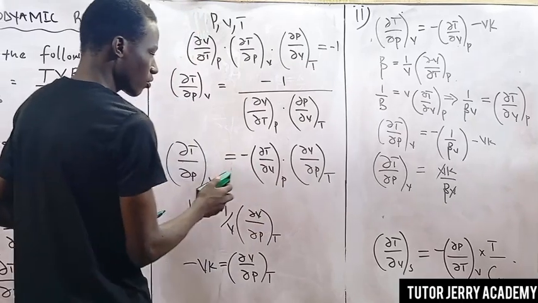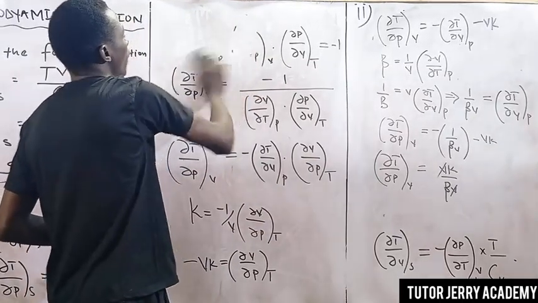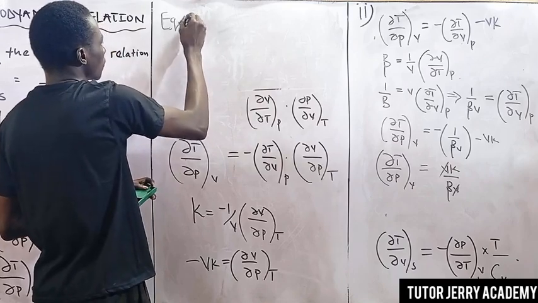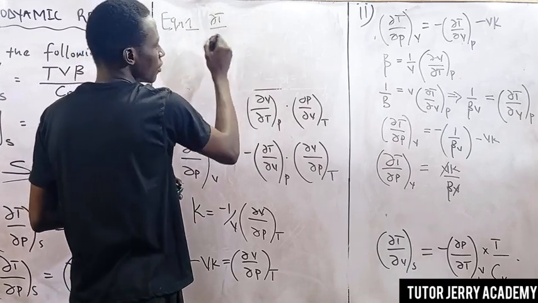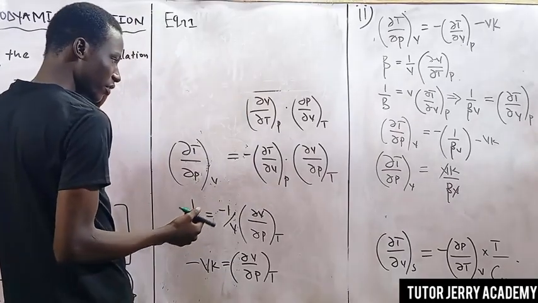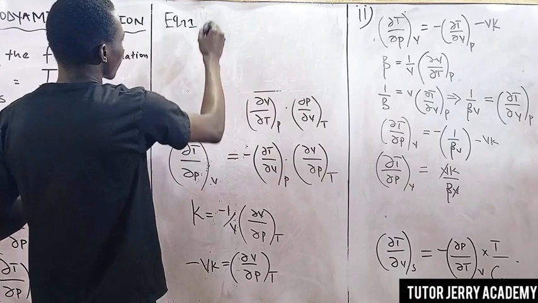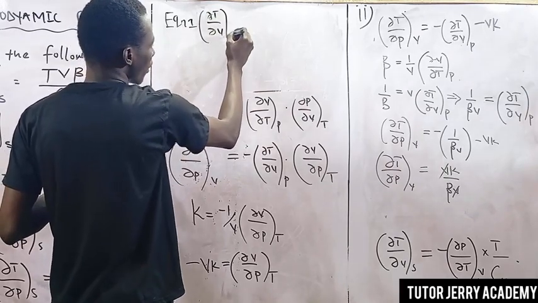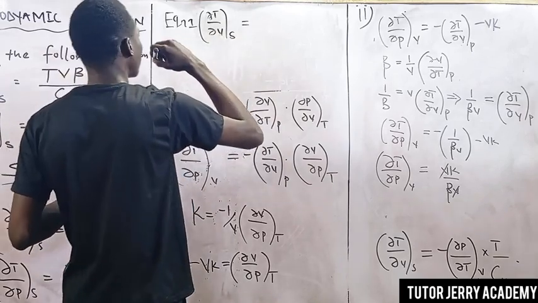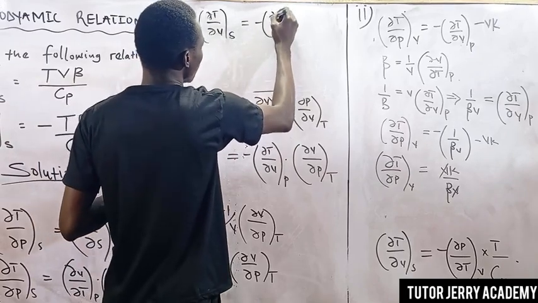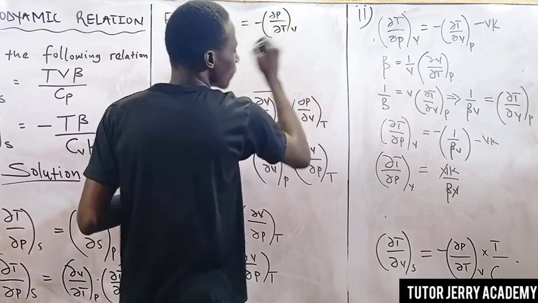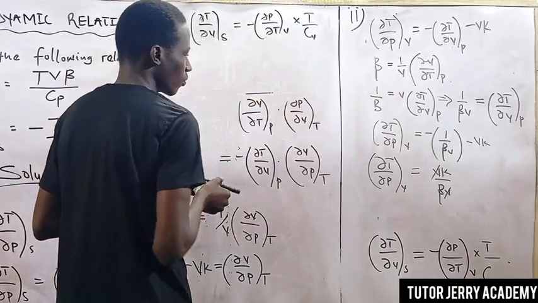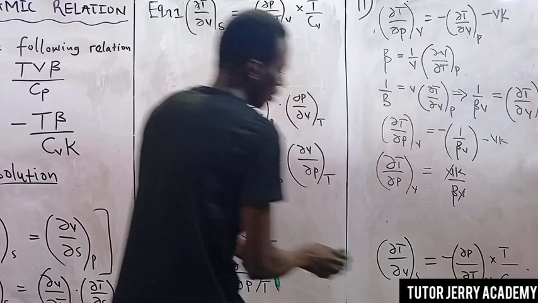Now this is our equation 1, and I'm going to be needing this equation, so I'm just going to write it here, because we are going to be needing it to make reference. Equation 1 says the partial derivative of t all over the partial derivative of v, keeping s constant, is equal to minus the partial derivative of p all over the partial derivative of t, keeping v constant, multiplying t all over cv. Now this is equation 1.